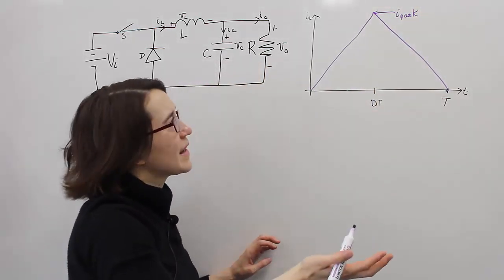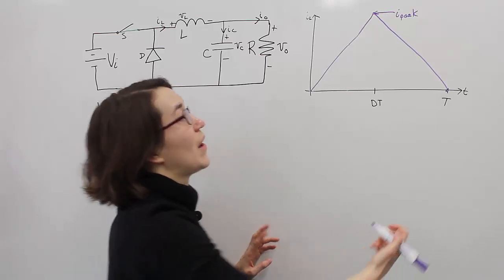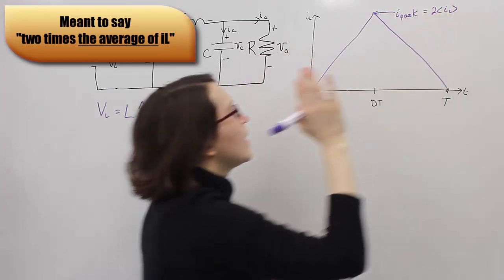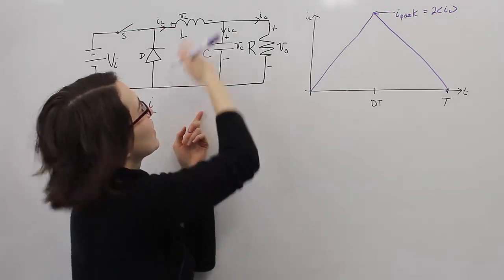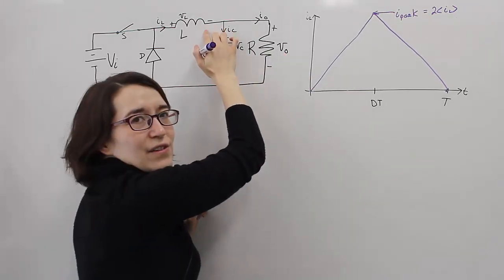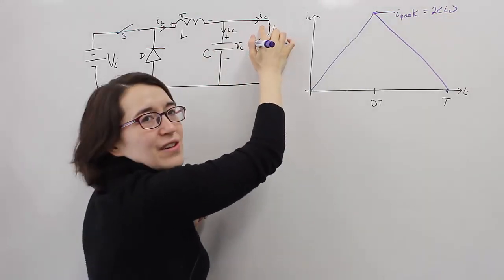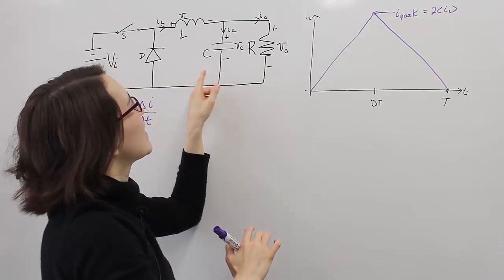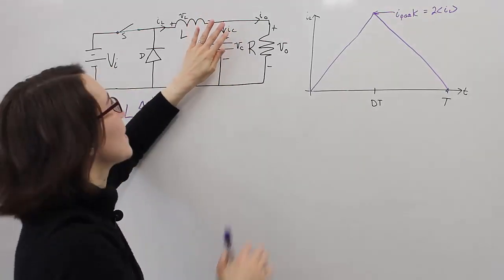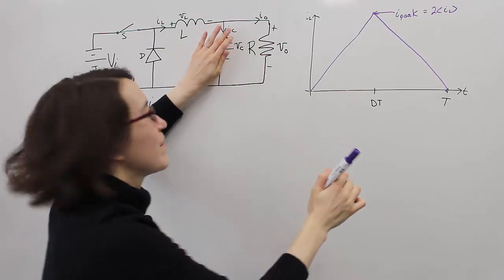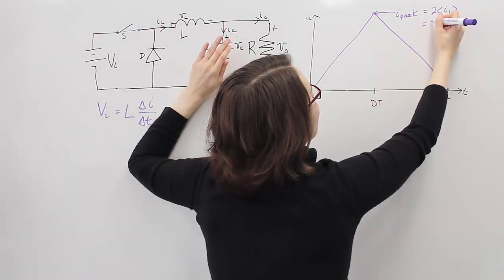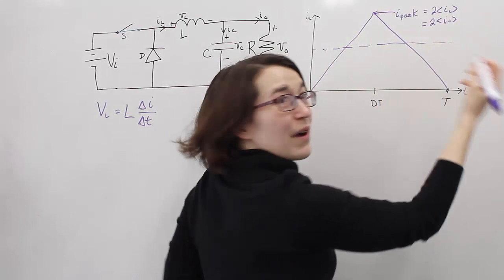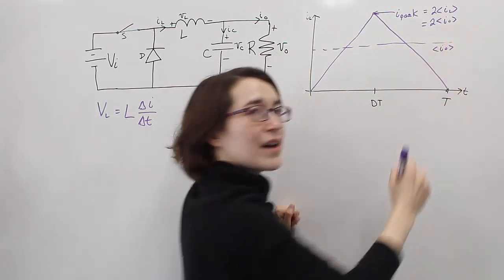And I peak is going to be 2 times the average value of the inductor current. So 2 times delta IL. If we look at this, we notice that the average inductor current is the same as the average output current. This is because the average current through a capacitor must be 0. So this average current and this average current are the same. So then we know that actually this is going to be 2 times the output value. And I'll just draw, we know it's going to be right in the middle. This is going to be the average output value.